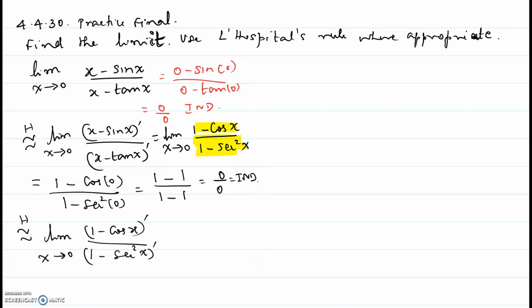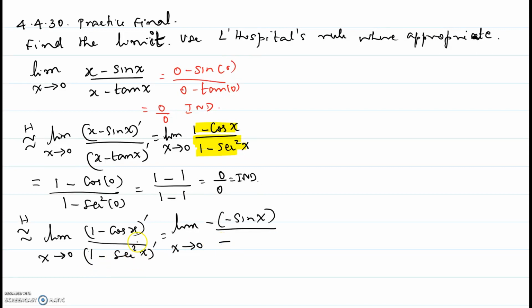Now one more time we will apply L'Hopital's rule: the limit as x approaching 0 of the derivative of the numerator, 1 minus cosine x, over the derivative of the denominator, 1 minus secant square x. The derivative of 1 is 0, the derivative of cosine x is negative sine x, there is already a negative in front, so negative of negative sine x. In the denominator, the derivative of 1 is 0, then you keep the negative sign as is.